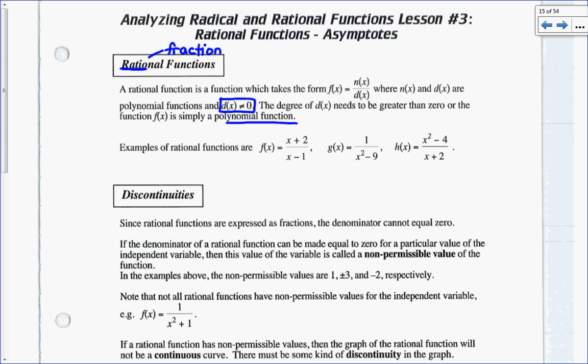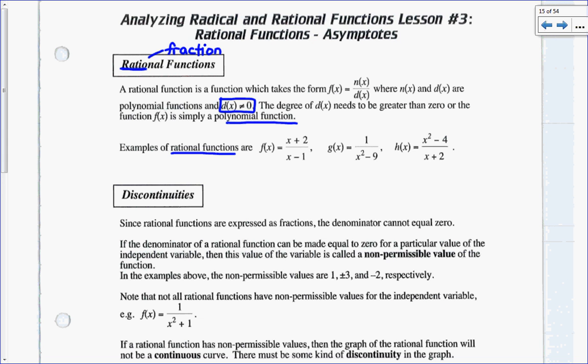Okay, so here are 3 examples of what we're talking about when we're talking about rational functions. You can see that there's a polynomial in the numerator, x plus 2, and a polynomial in the denominator, x minus 1. Or in the second case, 1 over x squared minus 9. Or in the third case, x squared minus 4 over x plus 2.